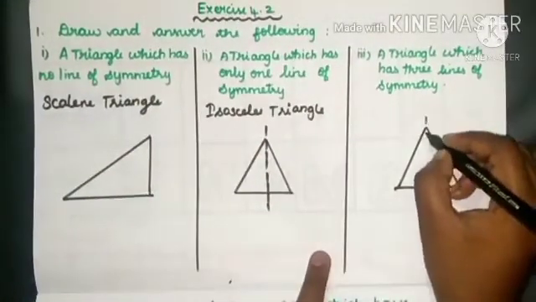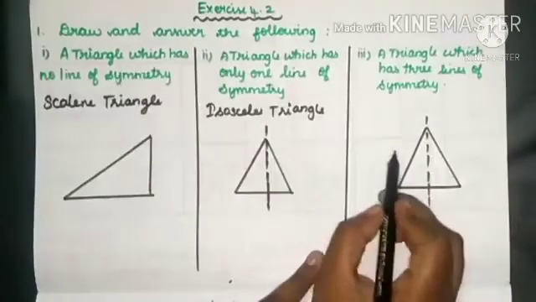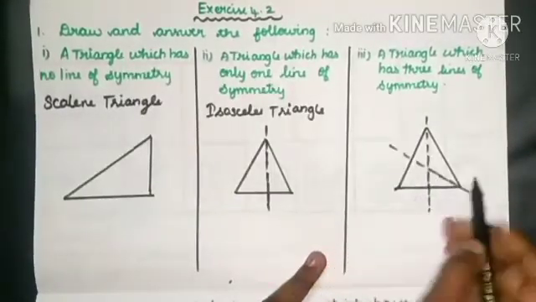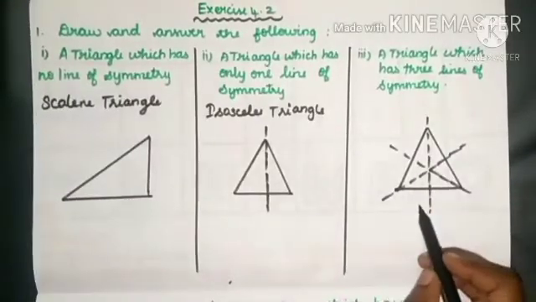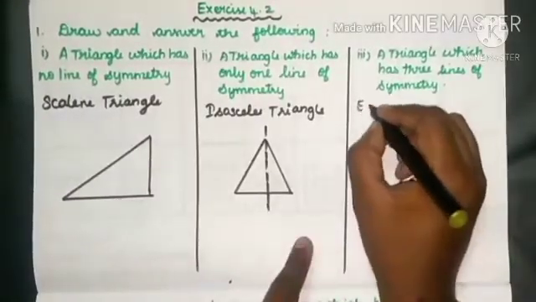See, 1, 2 and 3. There are three lines of symmetry in an equilateral triangle.